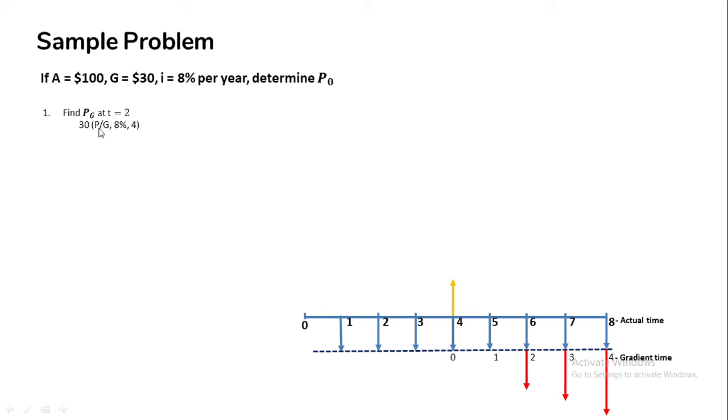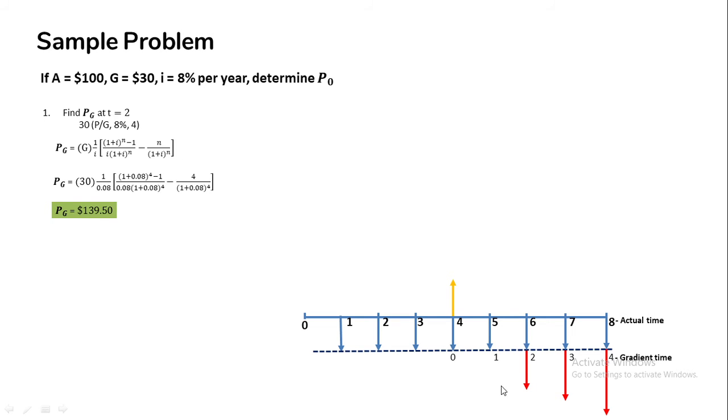So this will be the formula PG. You want to convert the arithmetic gradient series into present worth. So this will be the formula: P sub G is equal to G times 1 over i, bracket, parenthesis (1 plus i) raised to n minus 1 over i, parenthesis (1 plus i) raised to n, minus n over (1 plus i) raised to n.